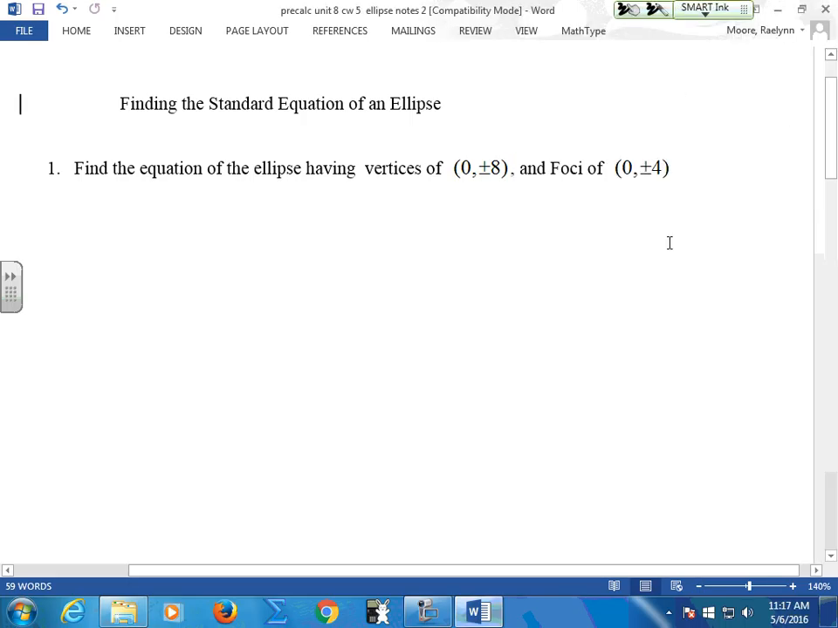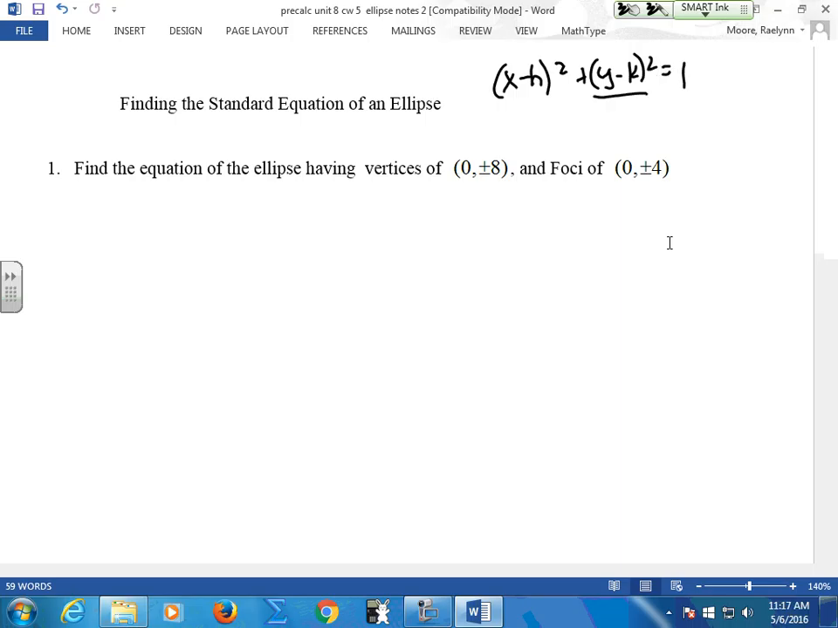So, I need to come up with the equation of an ellipse. It's going to look like this format. It's going to start like this, and the a squared and the b squared might change places a little bit. So now, we have an equation of an ellipse, and they give us our vertices at (0, 8) and (0, -8).